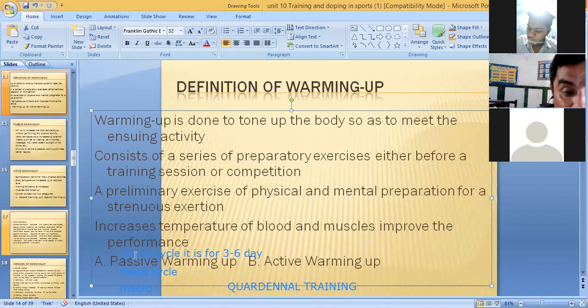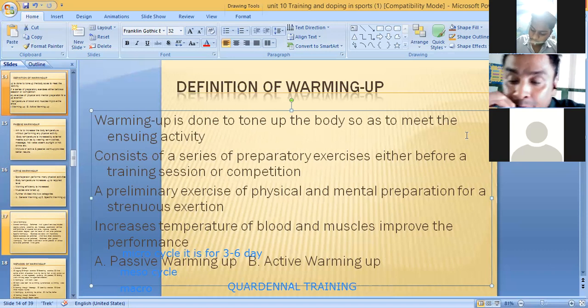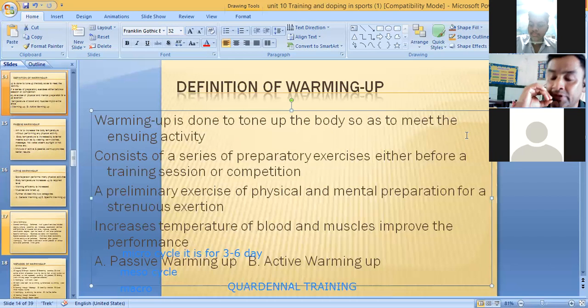Now there are two types of warming up: passive warming up and active warming up. So, maine aapko kaha tha jab bhi active passive aayega, to what you have to write? Kya likhna hai aapko? What do you mean by active and passive? Bhool gaya bhai Himanshu. Active means without any external help, and passive means with the help of external things.